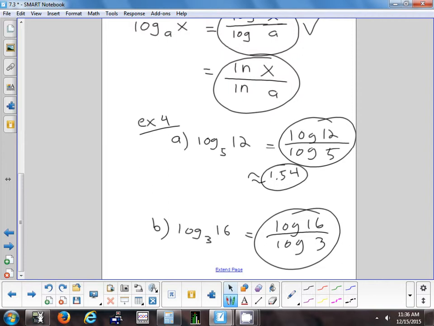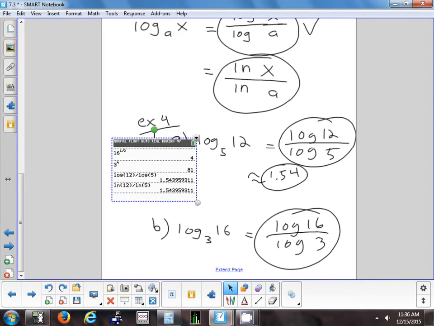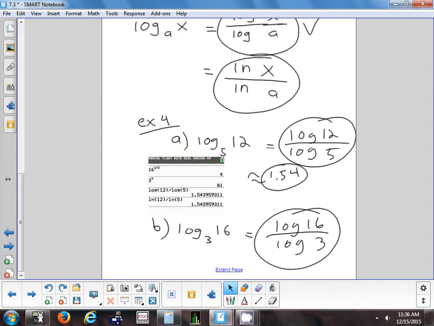On the test, I will ask you for the decimal. So just make sure you know how to type it in. If you need that, that shows you how to type it in right there. Okay, so any questions on the change of base formula?